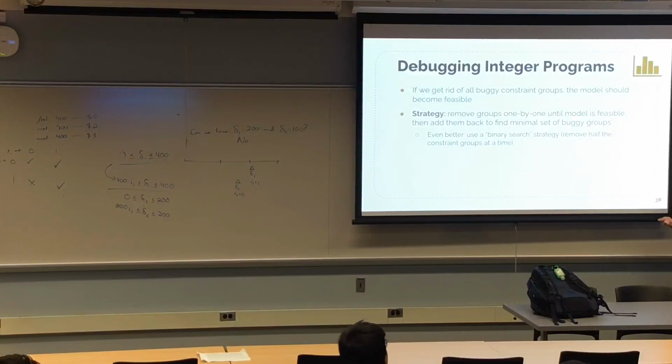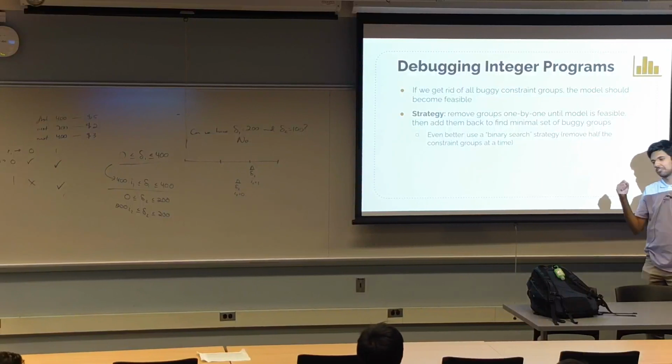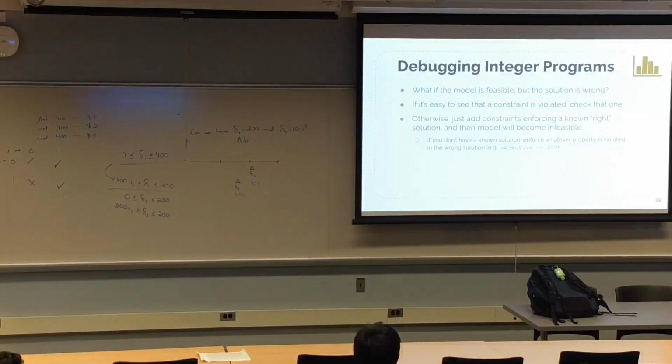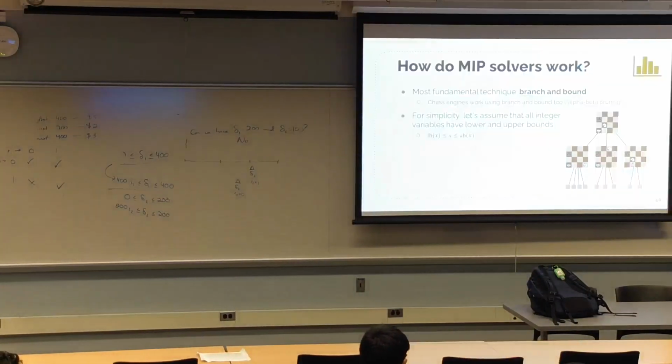Another idea is do some sort of binary search where you remove half of your constraints and then go from that. Who are we kidding? If I'm coding this, I'm removing my constraints one by one because that just makes more sense to me. But if this makes sense to you, by all means, go ahead. And then, if the solution is wrong, but the model says it's feasible, what do you do? You can fix it. Okay, I don't want to talk about that because that's really boring in my opinion. But if you are interested in it, you can ask questions on Ed and I'll answer them. The slides are there.